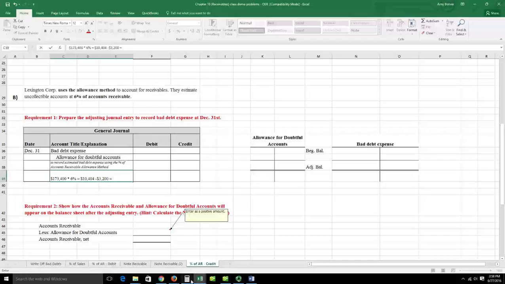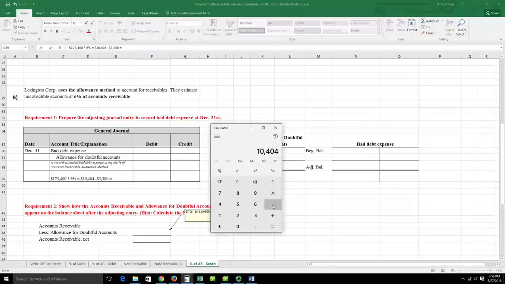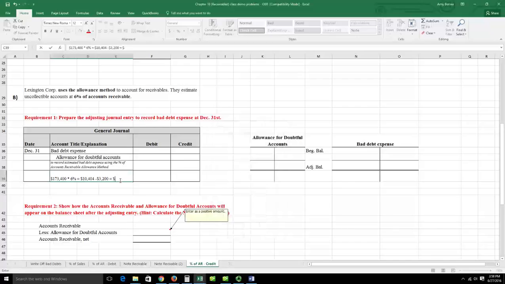So again, let's pull up our calculator. $10,404 minus the $3,200 credit balance gives me $7,204. That's going to be my journal entry amount under the percent of receivables method.